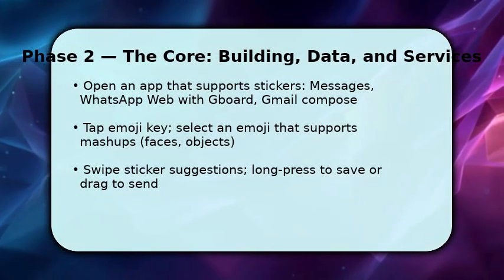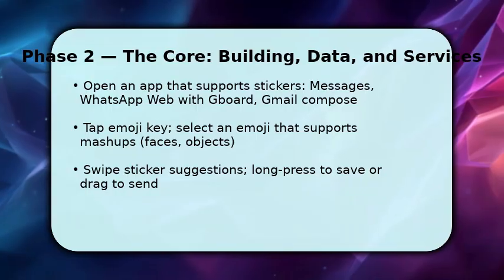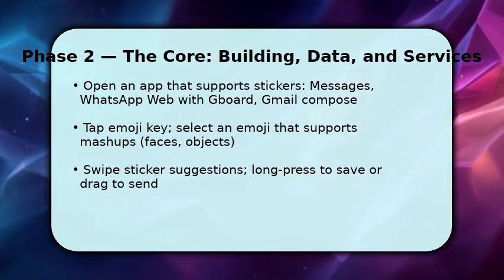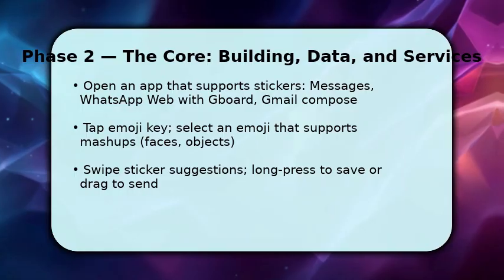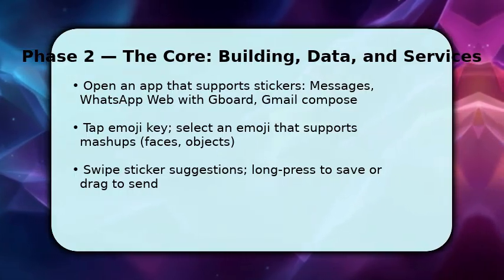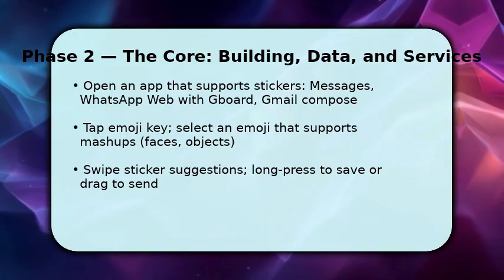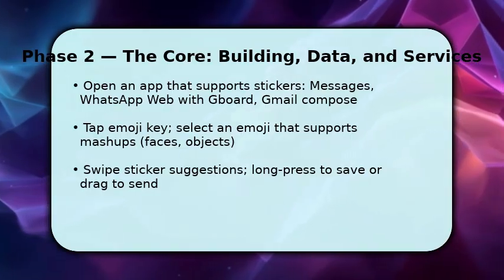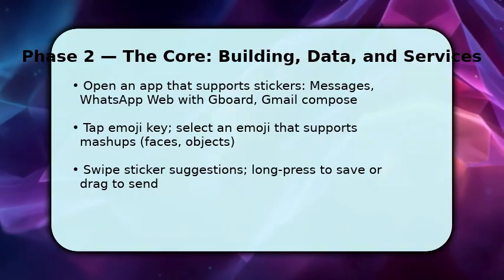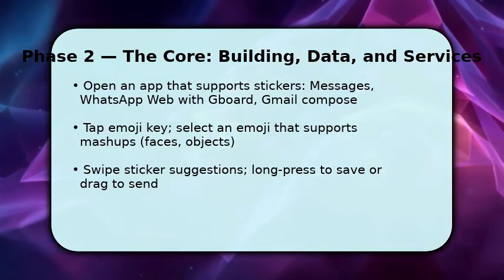Once done, open a messaging app that accepts stickers. Google Messages is the simplest choice. Tap the Gboard emoji key, then pick an emoji known for mashups like faces or common objects. These have combinable variants. As you tap, Emoji Kitchen generates sticker suggestions below.